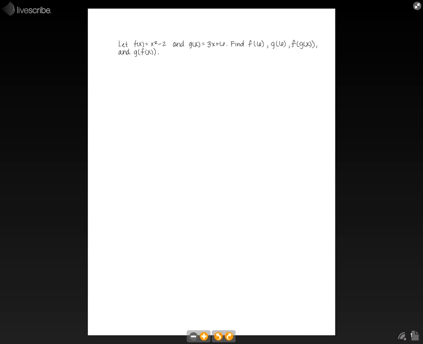In this pencast, we're going to be learning about function notation. Let f of x equal x squared minus 2 and g of x equal 3x plus 6. Find f of 6, g of 6, f of g of x, and g of f of x.